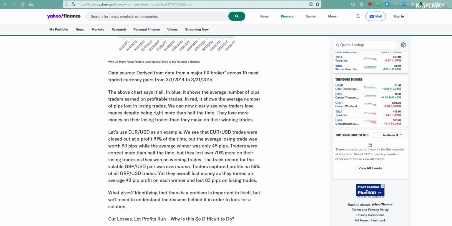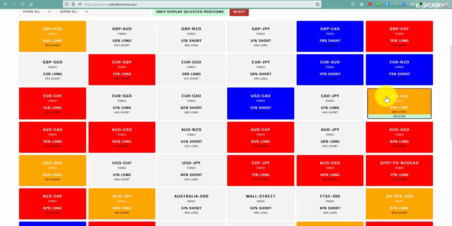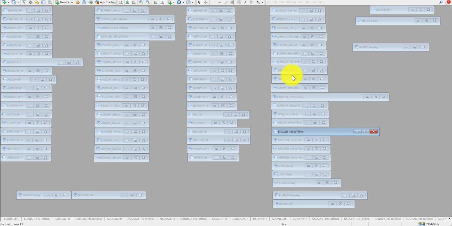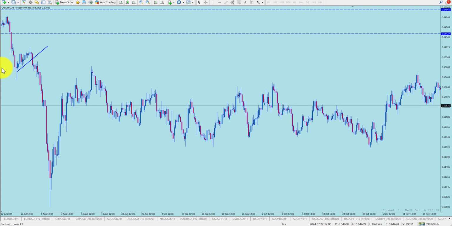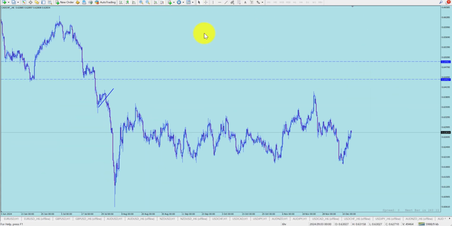Now, sometimes you're going to see that it looks like it should be going down. The CAD Swiss is a great example. The CAD Swiss says 64% long, so it should be going down. Well, in actuality, the CAD Swiss has been chopping around. Where is my CAD Swiss? It's right here. This is a 6-hour chart. It's actually just been chopping around. It hasn't really gone anywhere. And it's been bearish for weeks, okay? It actually even went up for a while and then went down. But we're basically stuck in this massive range.